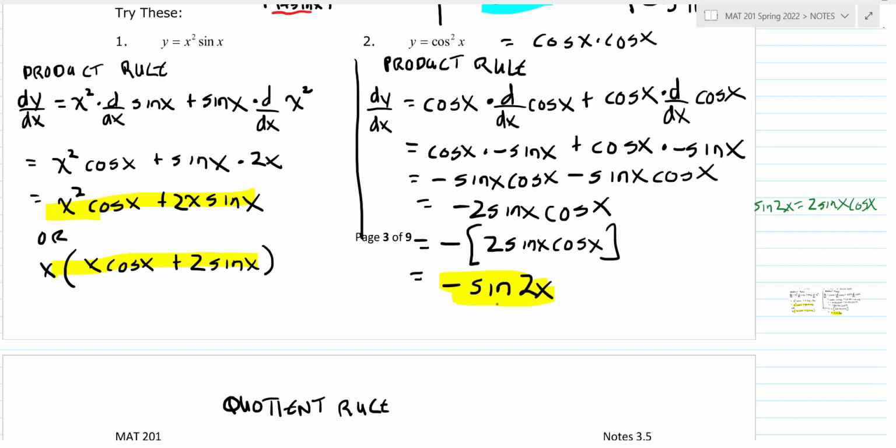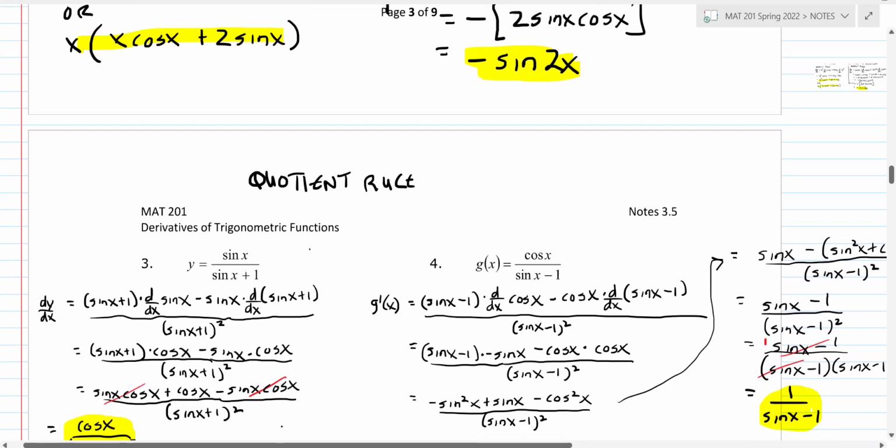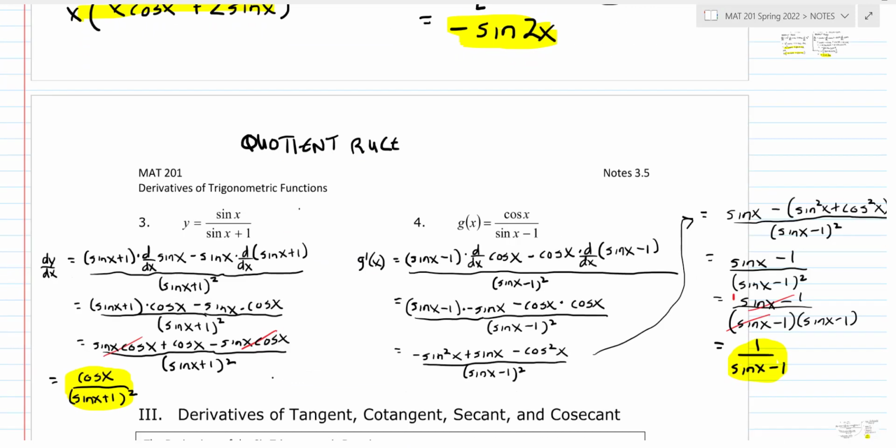Okay, look for identities. Like I said, when you're working these derivatives out, identities are likely to pop up from time to time. Okay, so that's how 1 and 2 go. All right, I'm going to move to the next page, and this will wrap up the video here.